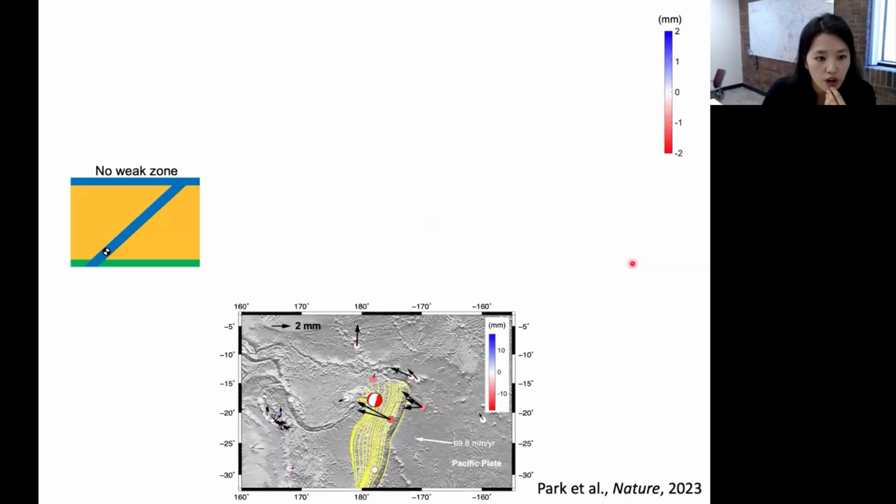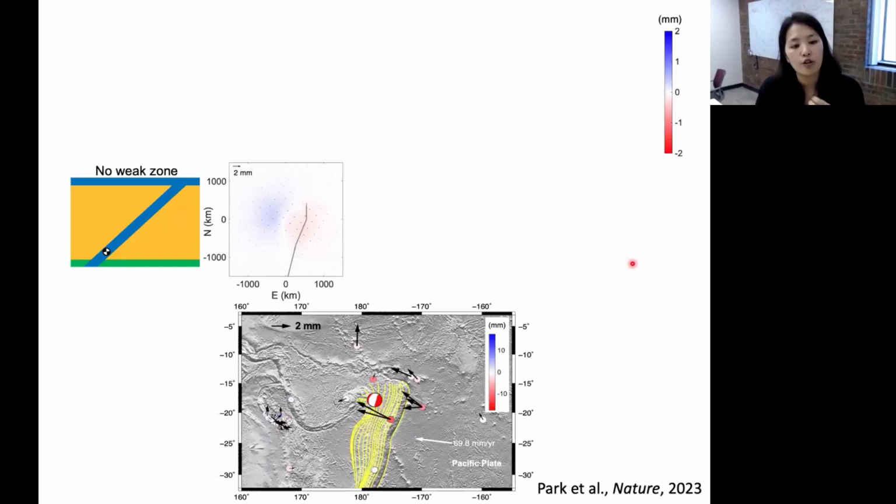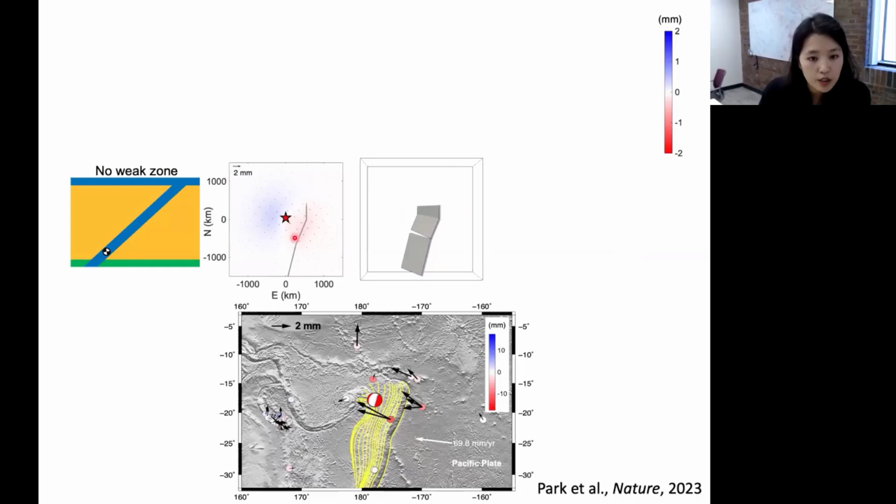So that's exactly the model we just looked at. And if you do the modeling, the result looks something like this. Now you're looking at the map view. So the earthquake is actually at the center here. And the gray line here is basically the trench location. We are actually trying to model the slab as close as possible to the realistic slab, as you see in the yellow lines there.